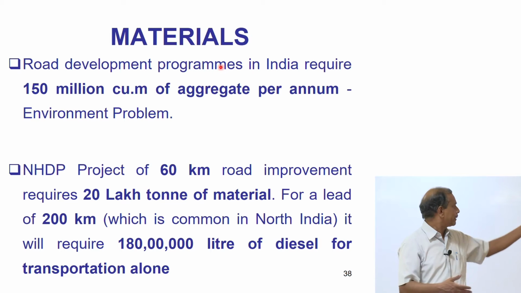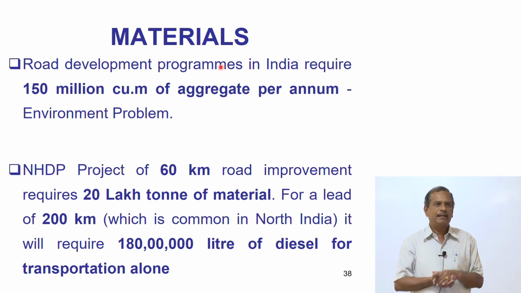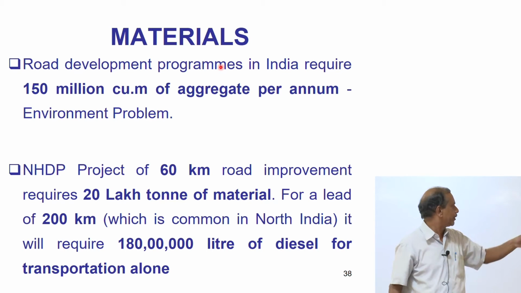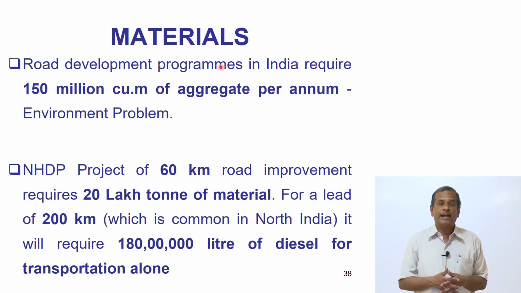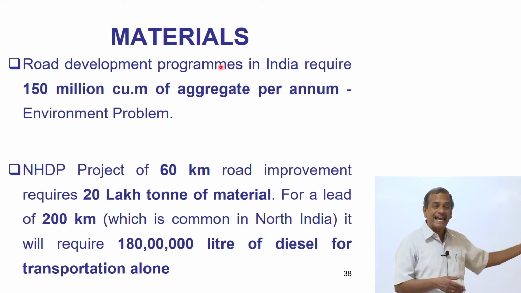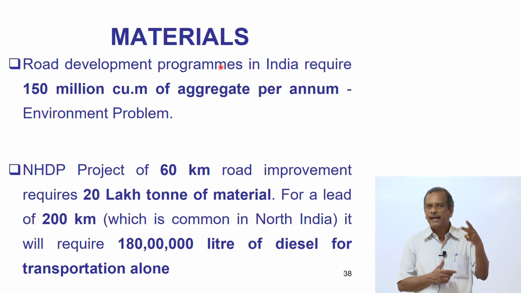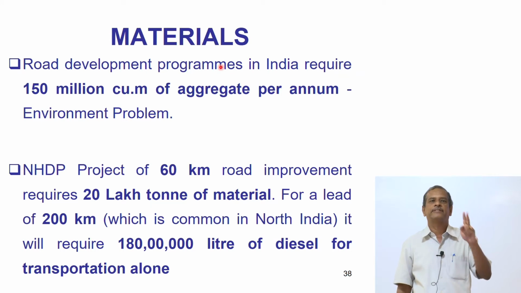So we require about 150 million cubic meters of aggregates, on one hand. On the other hand, if you look at states like West Bengal, where aggregates are not available, you have to transport the aggregates from Bihar. If you want to transport the aggregates over 60 kilometers, about 20 lakh tons of material, for over 200 kilometers, I require nearly 180 lakh liters of diesel. On one hand, material non-availability. On the other hand, I have to transport the material over longer distances. Again, it is not sustainable.